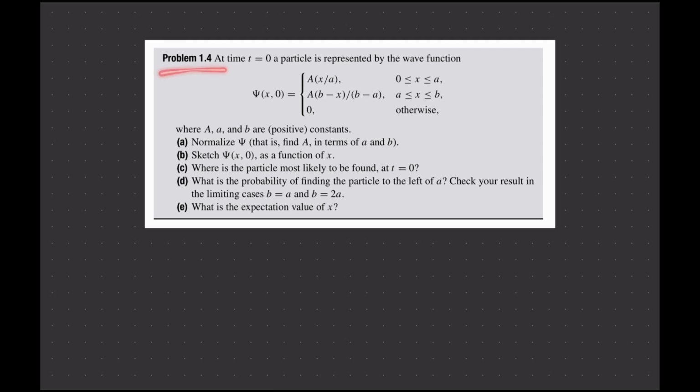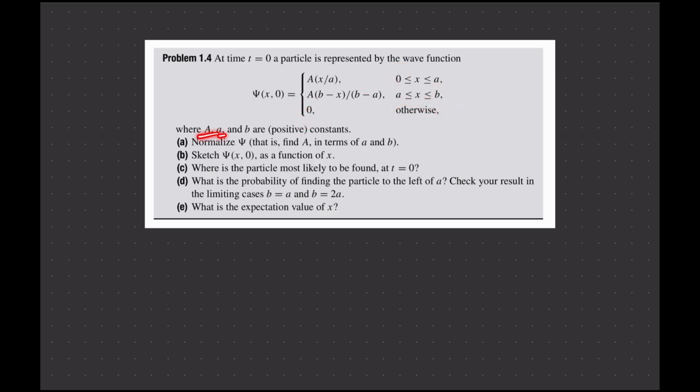I'll pull out a laser pointer and read it out with you guys. At time t equals 0, a particle is represented by the wave function, and here they give you a series of functions. Here's function 1, here's function 2, here's function 3. We have a range for which this function is active. Where x is between 0 and a, this function is active. If x is between a and b, this function is active. Any other scenario, so if x is past b or if x is below 0, the wave function is 0.